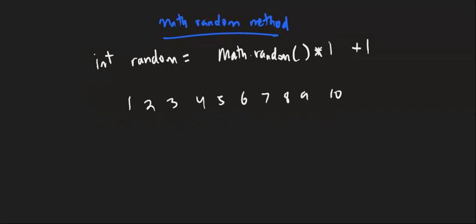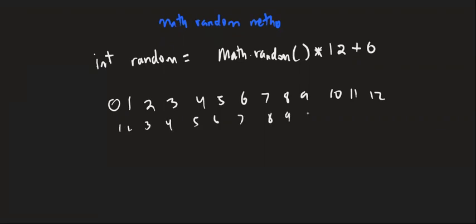Now, if I change this to 12, we would have 12 digits. And if I change the start to 0, we would start at 0: 0, 1, 2, 3, 4, 5, 6, 7, 8, 9, 10, 11, 12 digits in total. So we don't really print this 12 here. It would only be from 0 to 11. Those are the possible values that can be outputted when we print out random.